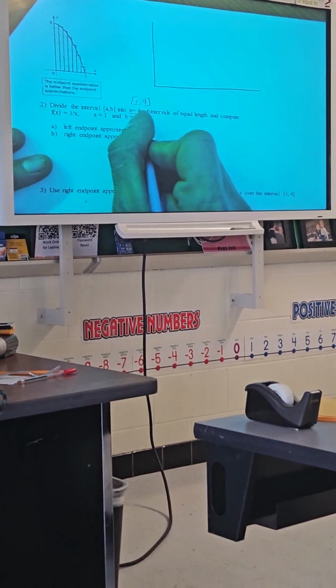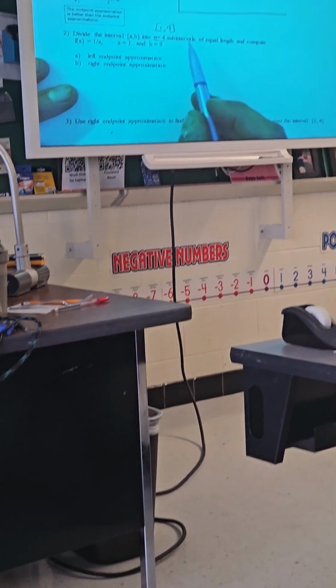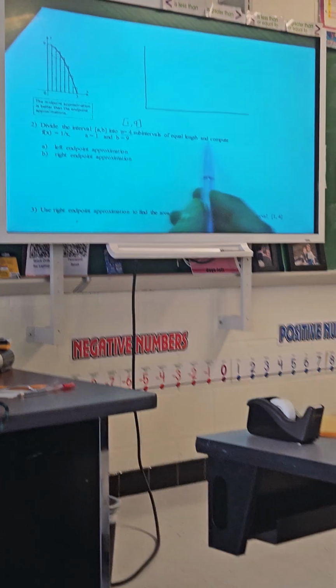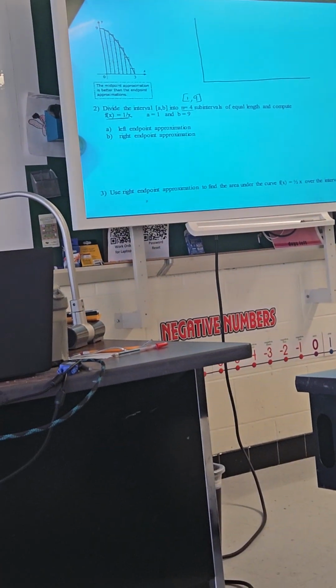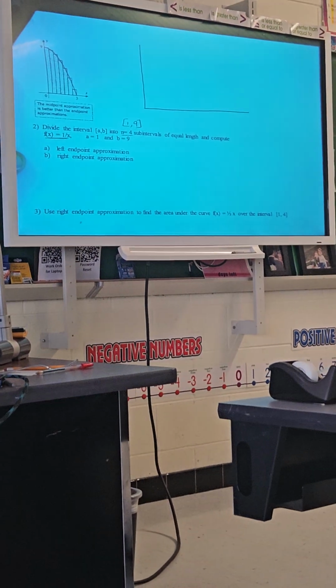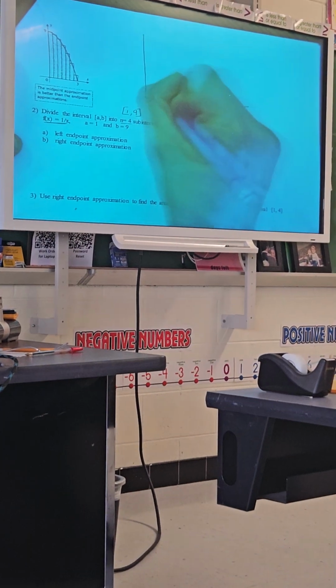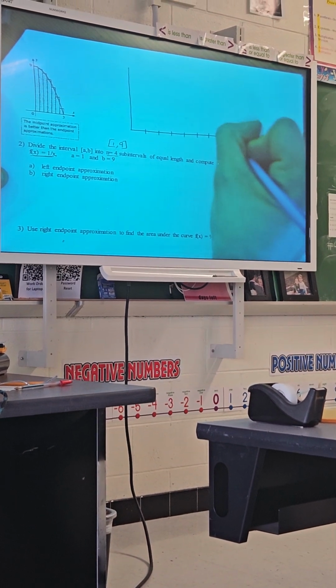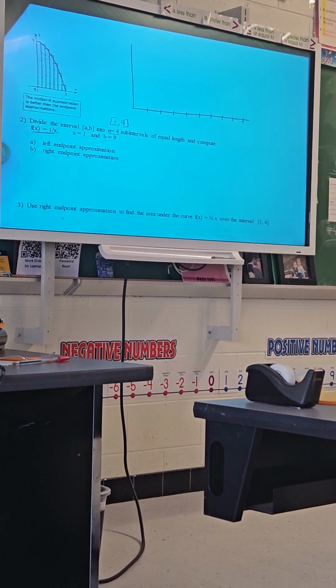Divide the interval into n equals 4 subintervals, which means 4 rectangles of equal length, and compute with this function right here, from 1 to 9. So let's put in 1, 2, 3, 4, 5, 6, 7, 8, 9.